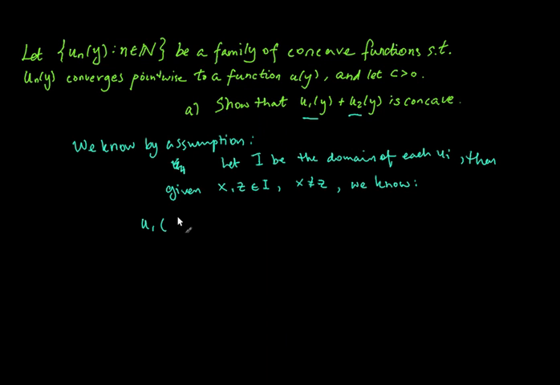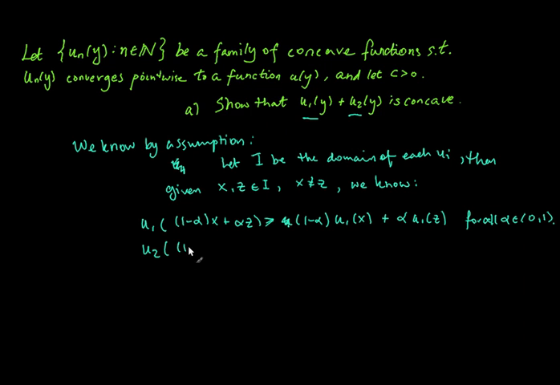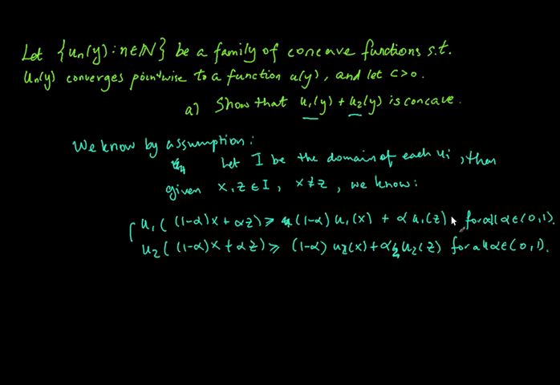First and foremost, that u1 of 1 minus alpha times x plus alpha z is greater than or equal to 1 minus alpha times u1 of x plus alpha times u1 of z for all alpha in 0 to 1, and that this inequality also holds for u2, for all alpha in the interval 0 to 1. And now basically what we do is just sum up on both sides of the inequalities and we're done.